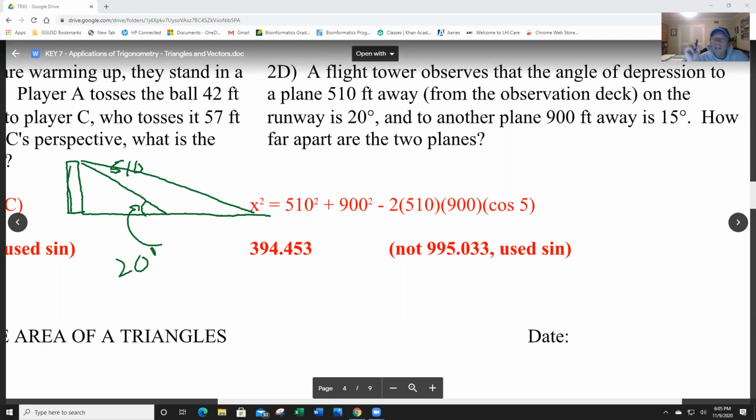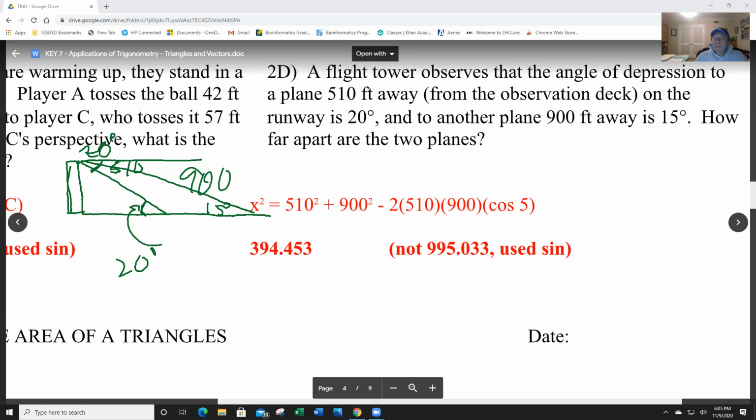Okay? And by the way, they said angle of depression. Well, the angle of depression is this angle right here. If I did a straight line there, it's this one right here at 20. But because of alternate interior angles, man, it's the same as this one right here. Okay, so that one is 20 degrees. Now, this next one is 900 feet. Okay, and then this one is 15 degrees, but that ends up being this angle as well.